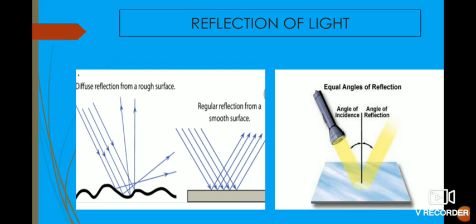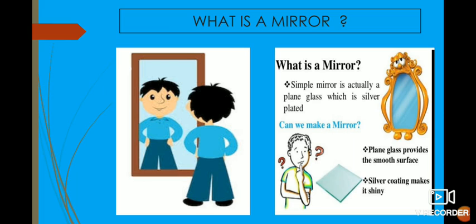What happens if you put a beam of light on a mirror? Yes, it bounces back and you see a regular reflection, right? And the angle at which the beam falls on the mirror is the same as the angle at which it gets reflected. We call this the angle of incidence and angle of reflection.